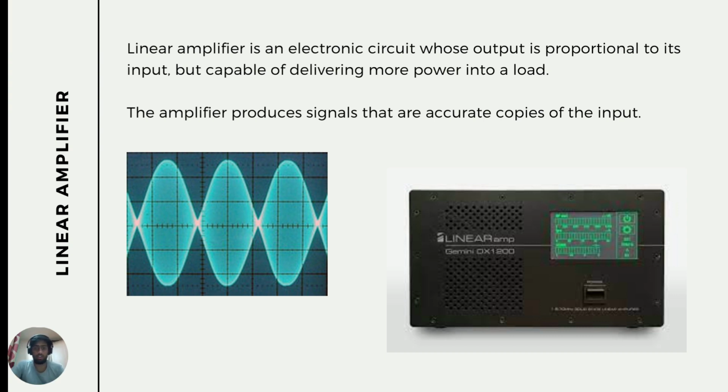So this is a type of linear amplifier, and you can see this is a graph shown in the CRO. The output graph is the same as the input, but it is increased in amplitude. That is the role of an amplifier. So a linear amplifier always has a straight line in the graph.